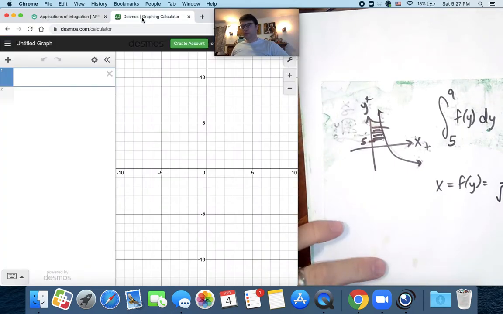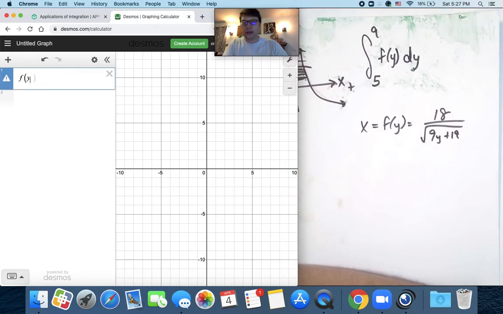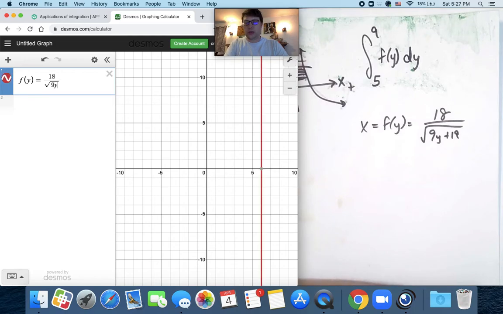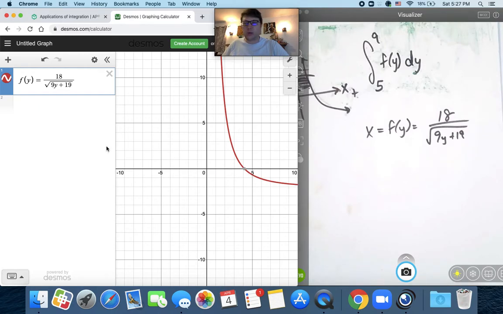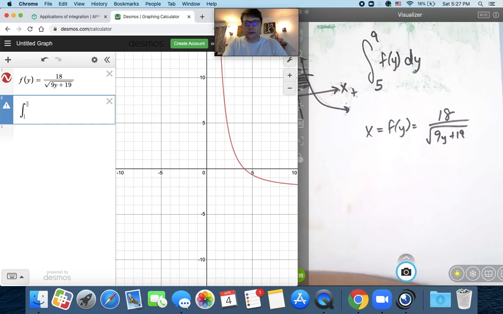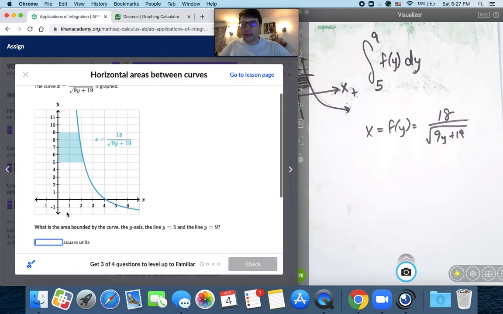The nice thing about Desmos is you can go f of y equals 18 over the square root of 9y plus 19. This is really cool. It still gives us the picture, even though it's giving us an x and y relationship. We want to integrate from 5 to 9 of f of y dy. 8 is the answer. As in, that shaded area, I could see that: 1, 2, 3, 4, 5, 6, 7, 8. Like this little sliver can fill in that little sliver. So 8. Yes.